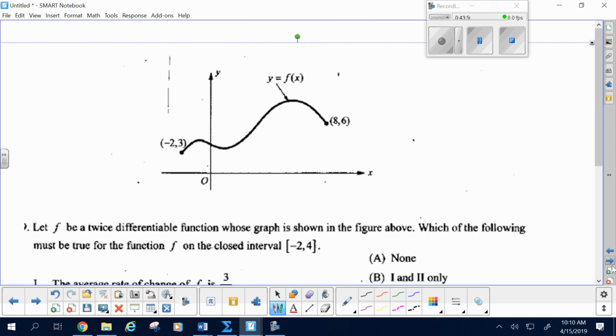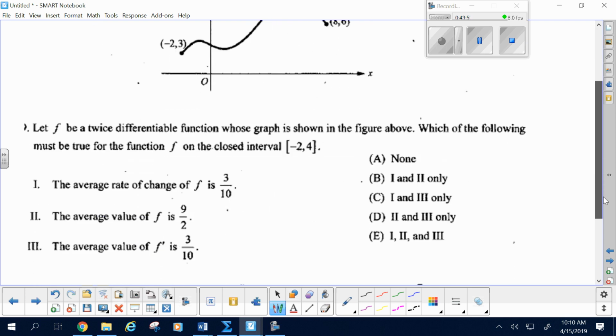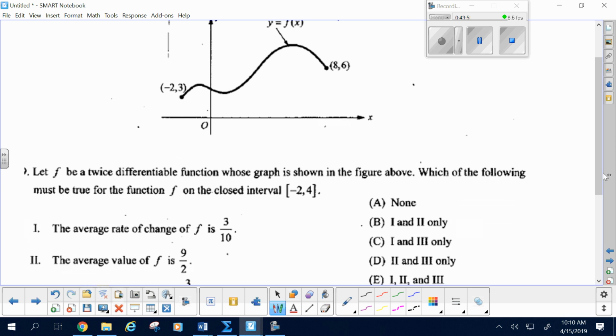This had a mistake in it. I assume he meant from negative 2 to 8. I wasn't sure. But even with that mistake, the only answers that could have made sense either way are 1 and 3.